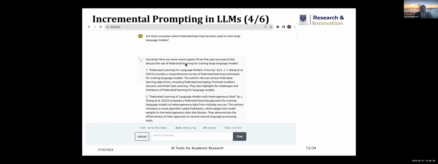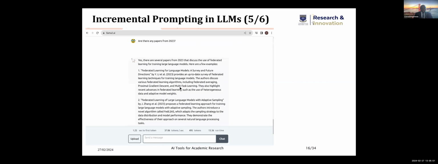Then he said, certainly yes. Because now I refused the other result, then it came with a better result. And in here, it gave me papers that are really on large language models using federated learning. So I continued to say the papers that it gave me before are from 2022. So I said, are there papers from 2023? Then he said, yes, there are several papers from 2023 that discuss the use of federated learning, and gave me examples. And as you can see, the references there.